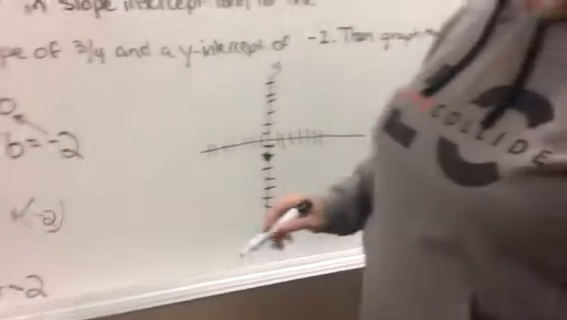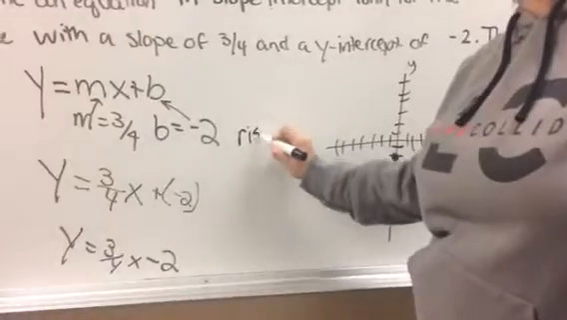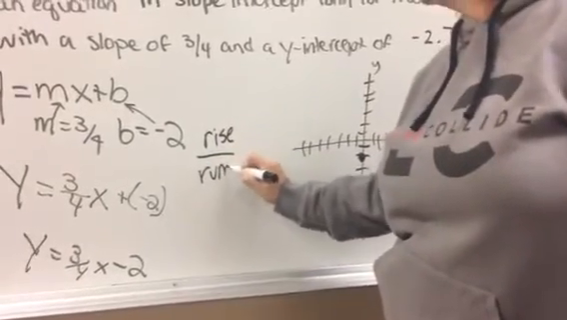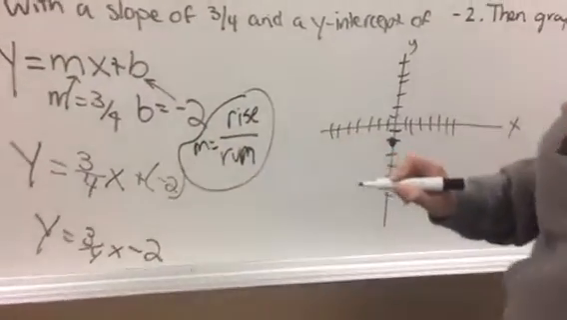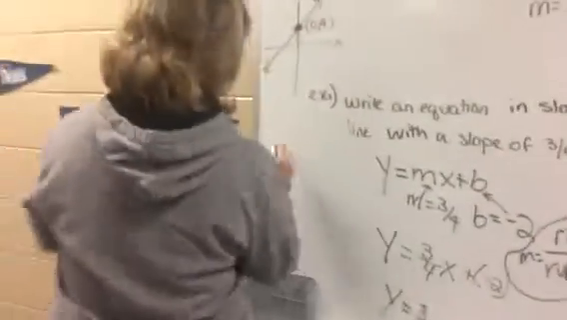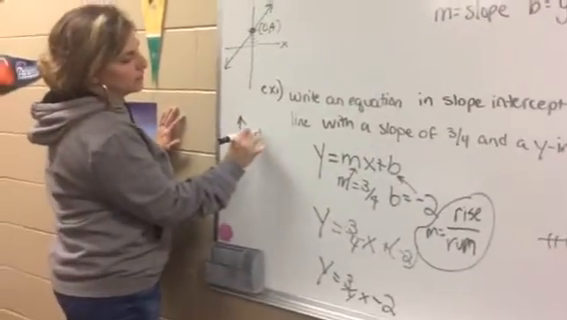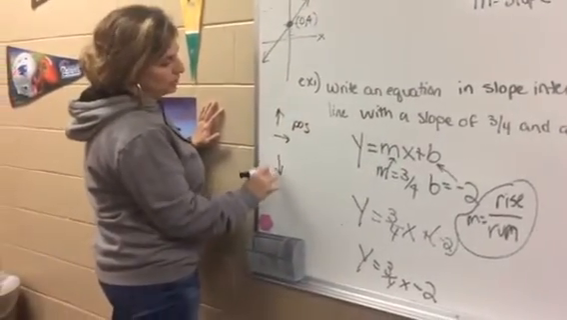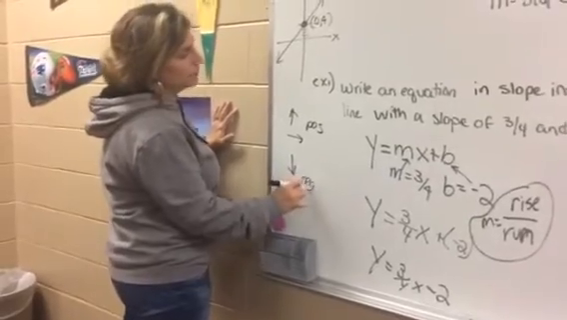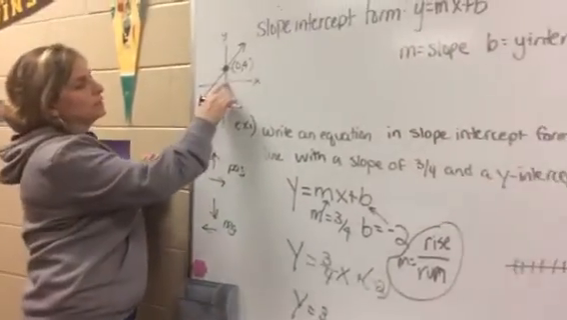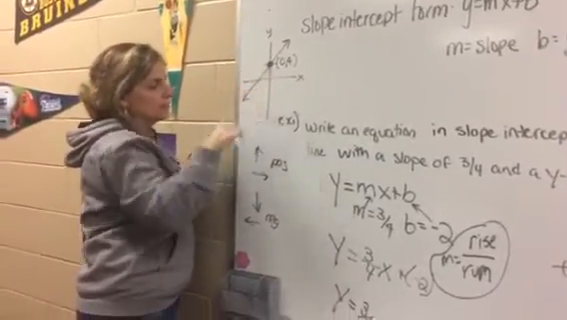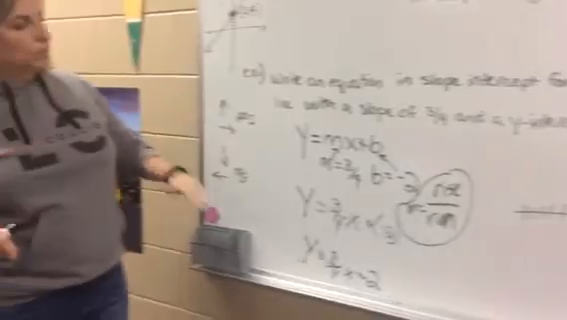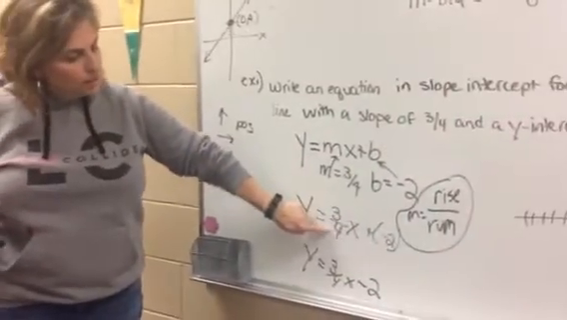Okay, if my slope is 3/4, slope is rise over run. Rise over run equals m, okay? Rise over run equals m. When I go up and to the right, that's positive. When I go down and to the left, that's negative. And when you think of it, to the right and up is positive, and left and down is negative. So I'm going to rise over run. I'm going to rise 3 and run 4.